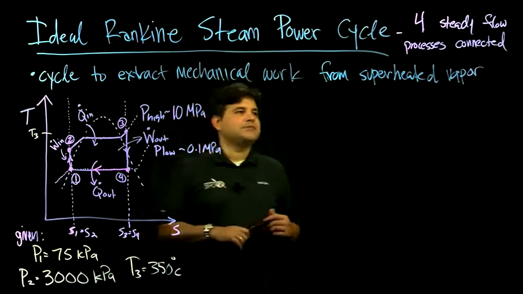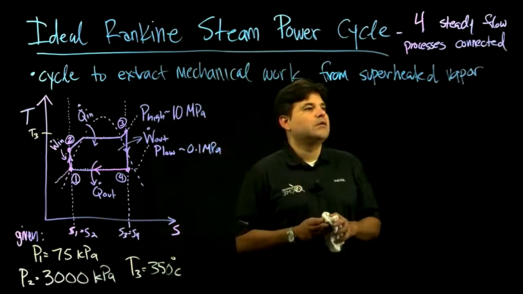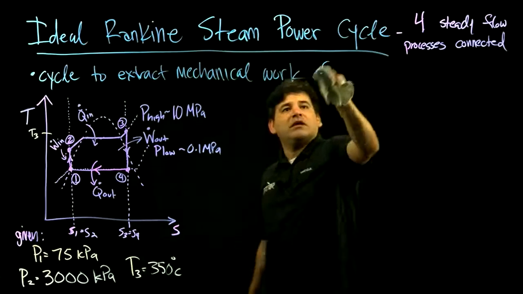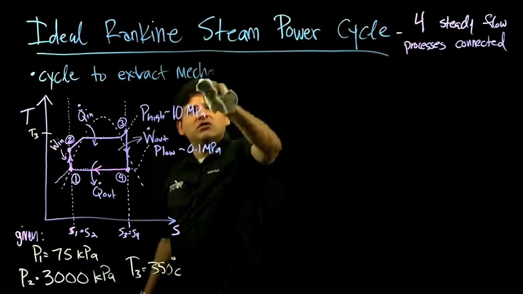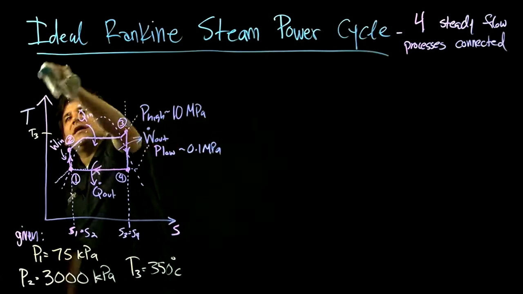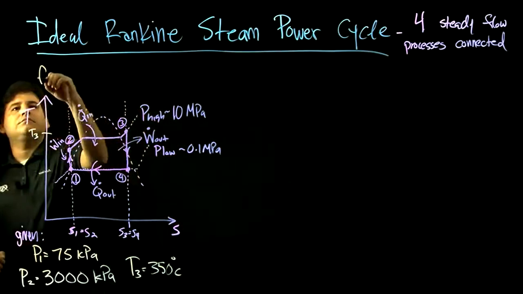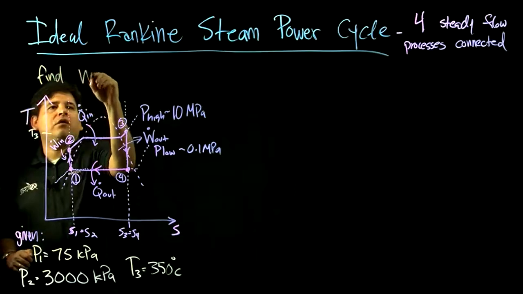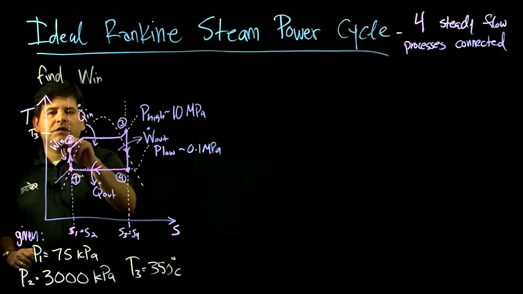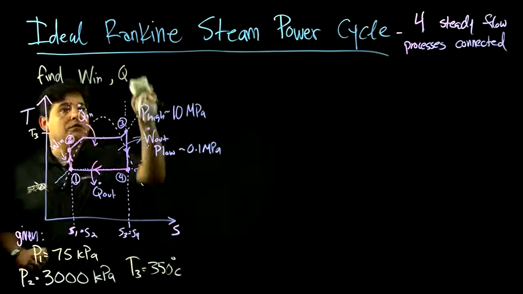So given these, we're going to analyze these 4 steady flow processes individually, connect them one to another. The exit of one is the inlet to the other. So we're going to find the work in, not in terms of kilowatts, it's going to be kilojoules per gram. Q in, let's call it baby Q.